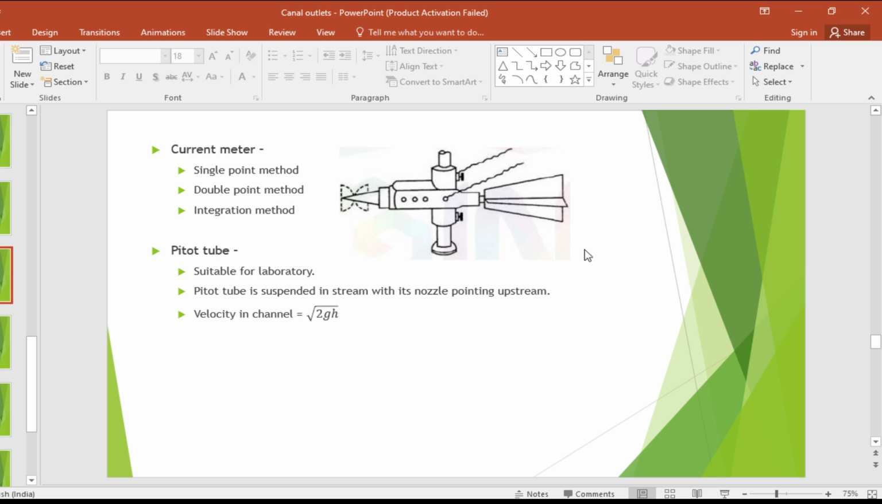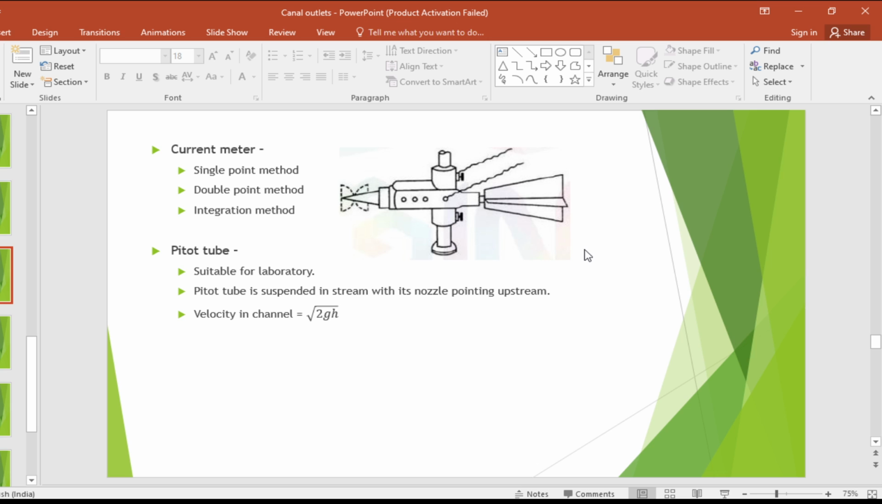Now the double point method. In double point method, the meter is introduced at 0.2d and 0.6d of that stream. Here it is suspended and immersed at two points. Now the average of these two velocities gives the mean velocity in the section. Okay, gives the mean velocity in the section.